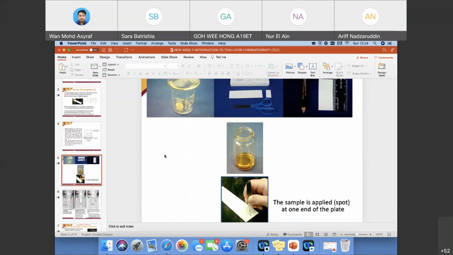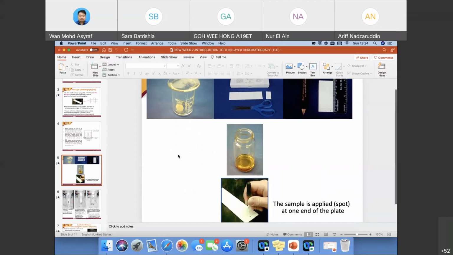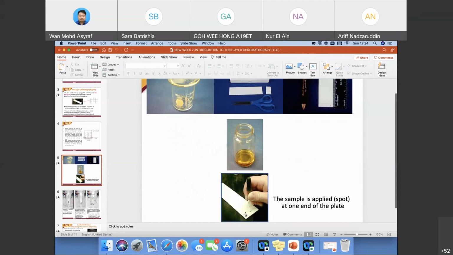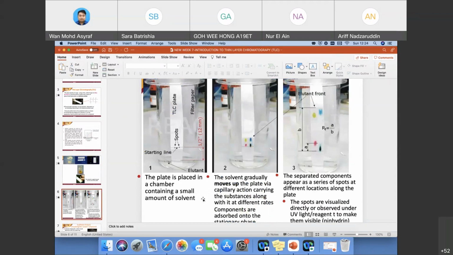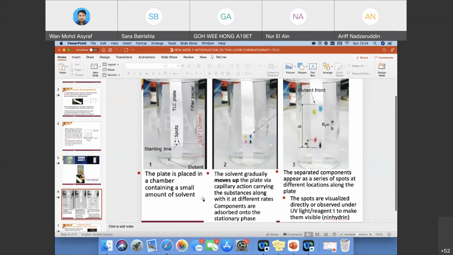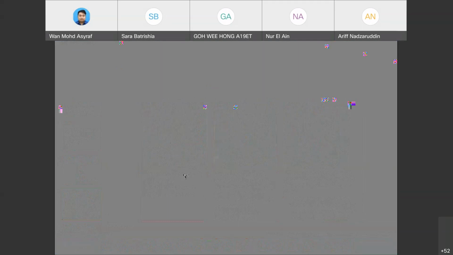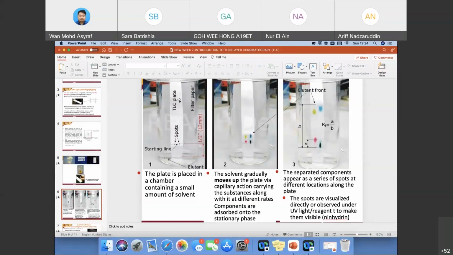Alright, so this is usually what we do. You place a dot onto the TLC and then you place it in your solvent so it moves up. This is the same, with much more explanation on how you are going to do the TLC. The TLC plate, this white strip, is placed in a chamber containing a small amount of solvent.